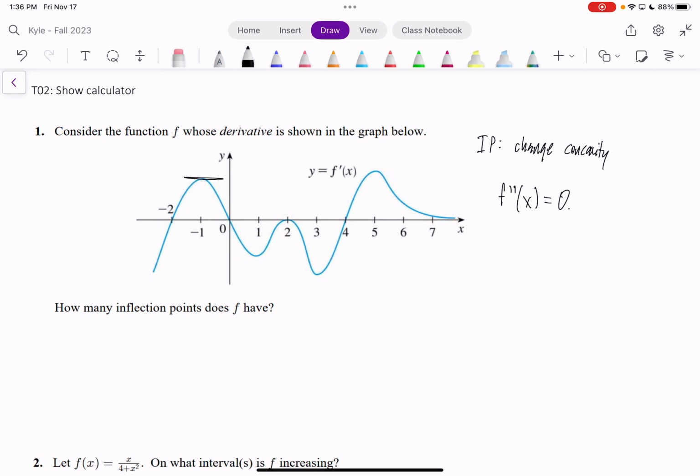So here at this point we would have f double prime equal to 0. Same thing here, here, here, and here. So we have 5 points where our f double prime is equal to 0. Hence, f should have 5 inflection points.